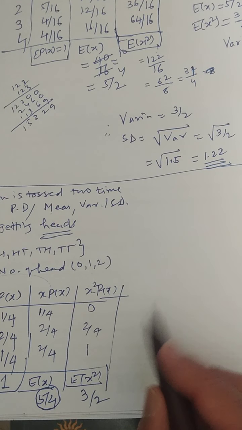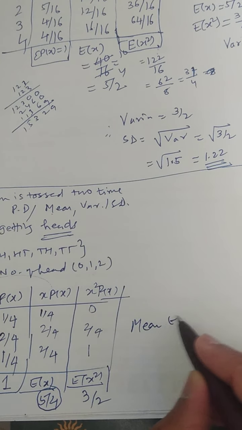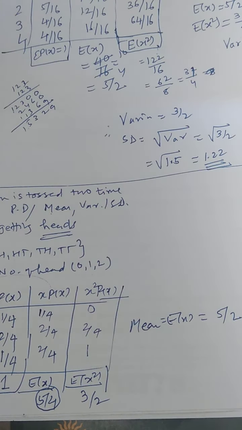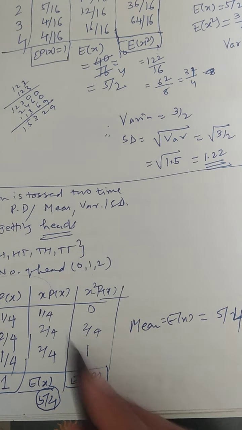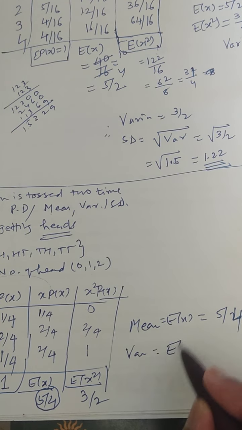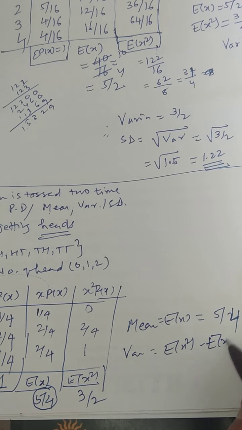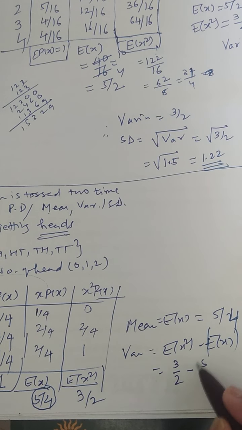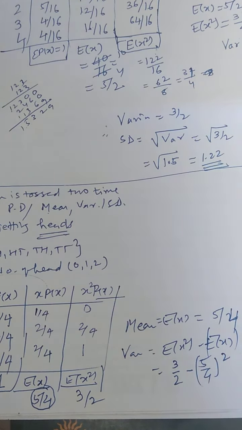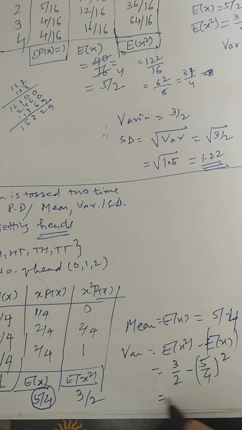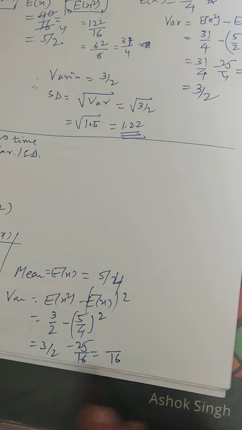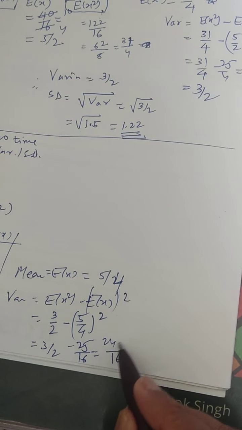The mean is always given by the symbol E of x. So what is the mean in this particular question? It will be 5 by 4. Variance is given by what formula? E of x square minus E of x the whole square. E of x square is nothing but 3 by 2, minus this is 5 by 4 the whole square. So it is nothing but 3 by 2 as it is, minus 25 by 16. If you go for LCM over here, you will get 16 as the LCM. 2 8s are 16, 3 8s are 24, minus 25.